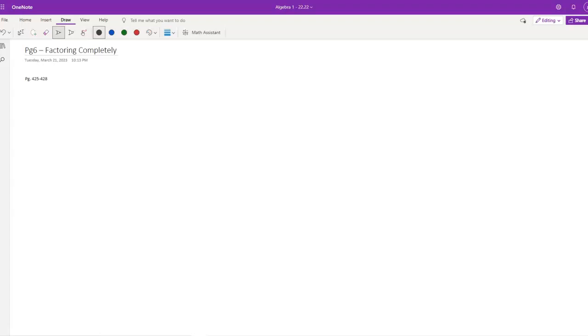And actually, if you take a look at page 426, this is kind of our steps, right? This is our go-to place that we want to look at. The very first thing that we want to do is to factor out any common monomials. So a GCF, it could be variables, it could be numbers, anything, right?